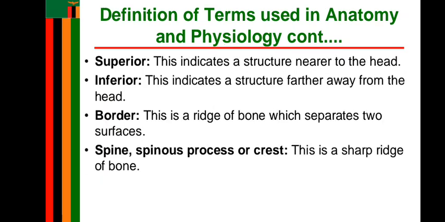Okay. Then we have superior. Superior indicates structures that are nearer to the head, and inferior indicates structures that are far away from the head. I'll give you an example: the thorax is superior to the pelvis, or the pelvis is inferior to the thorax. Or we can say the head is superior to the abdomen, or the abdomen lies inferiorly to the head. Then we have borders. We define a border as a ridge of a bone which separates the two surfaces.